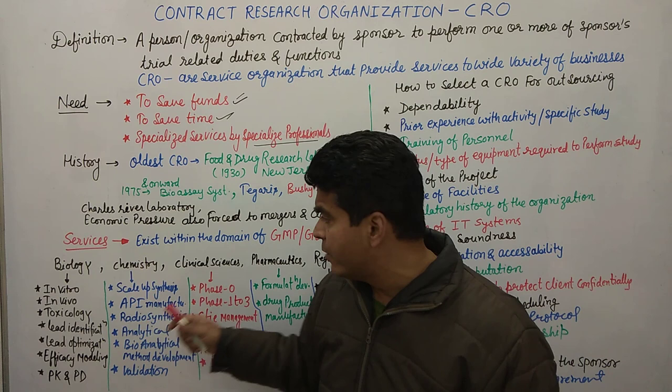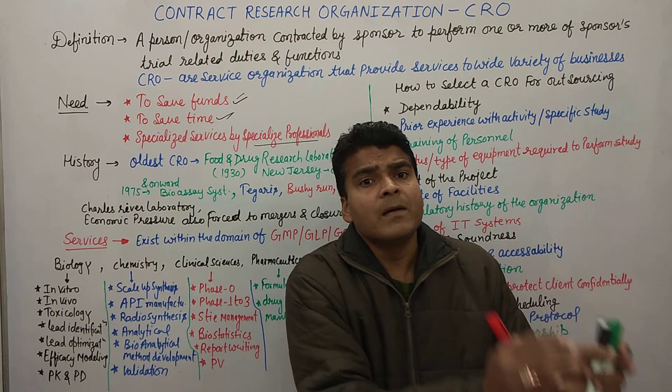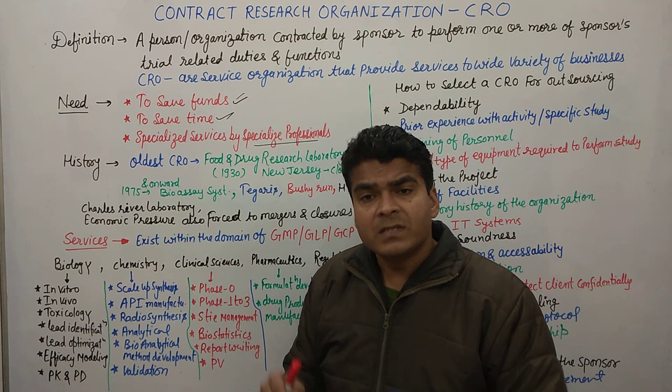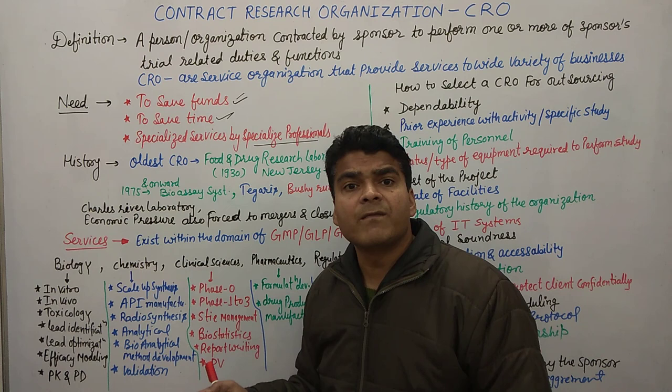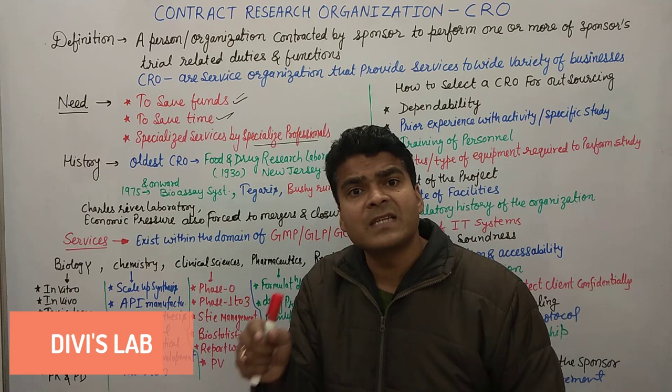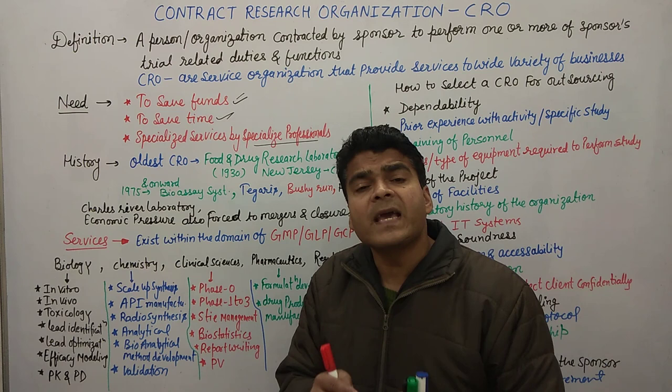Now looking at the chemistry portion, what kind of chemistry can be done by the CROs? The scale up of the synthesis: initially the drugs are synthesized in a pilot plant, then they are synthesized for large production. Some of the CROs are specialized in the scale up of synthesis. Then API manufacturing, which is also a specialized work of some CROs like Divi's Lab. In India, Divi's Lab is specialized in the synthesis of API chemicals, and it is one of the bigger organizations in Asia supplying API chemicals to the whole world.